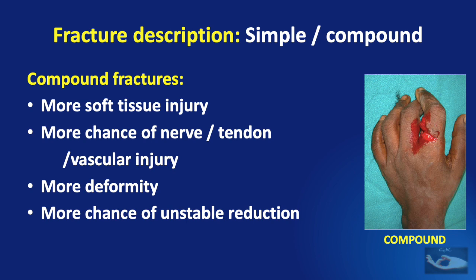Also, when the fracture is reduced, this same loss of soft tissue support will result in an unstable reduction and the fracture fragments will not stay in place. And most importantly, since the fracture is exposed to the environment, there is more chance of getting infection. So it is important that we recognize the problems that can arise from a compound fracture when compared to a simple fracture.